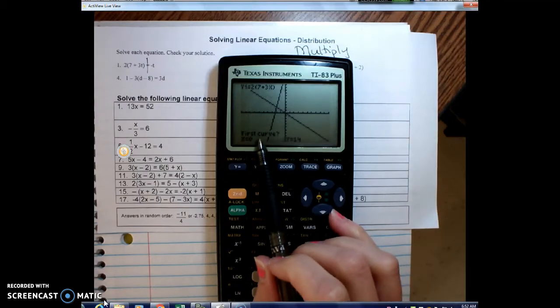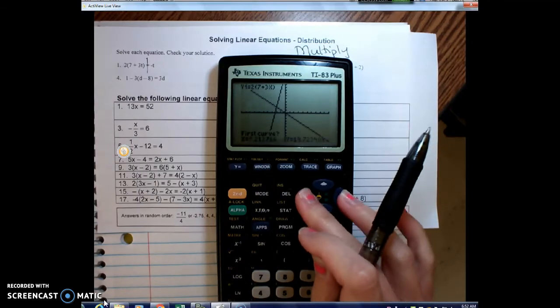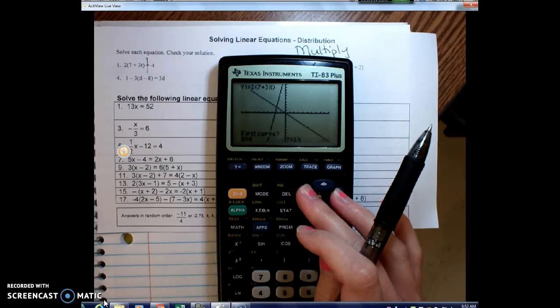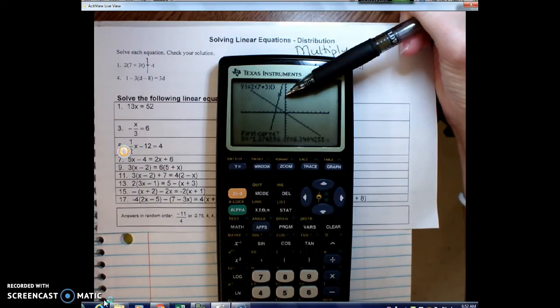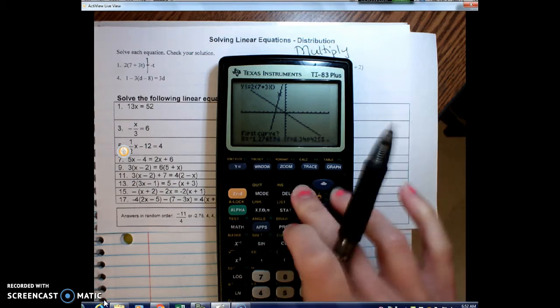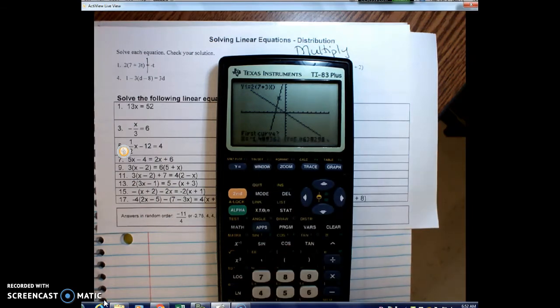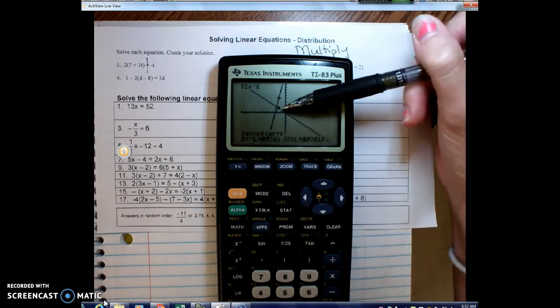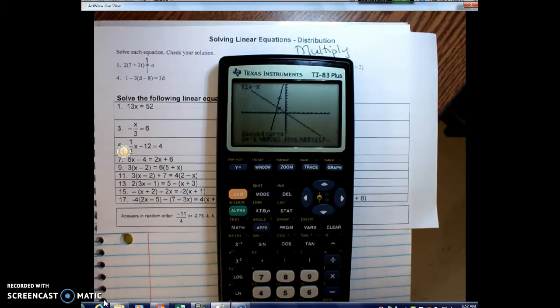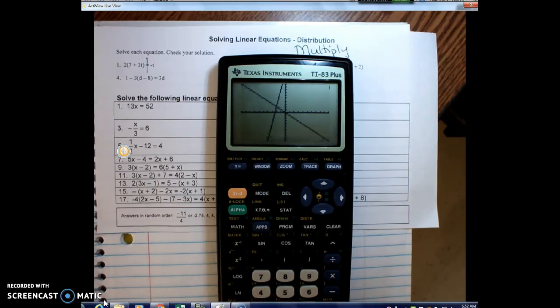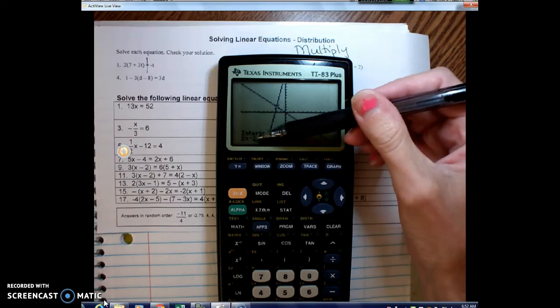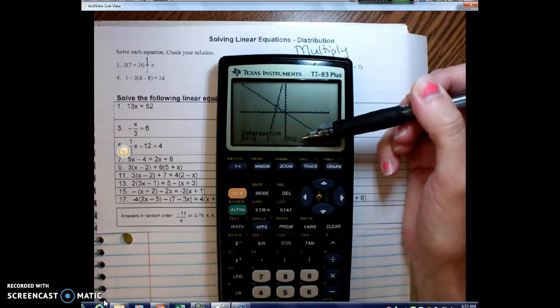Then it's going to ask you for the first curve. Sometimes your little flashing cursor will show up, but you can move that. You're going to hit enter. It's asking for the first curve, hit enter. Second curve, it should jump to the second line, hit enter, and then it wants to know if you want it to guess where they meet, hit enter again, and then it gives you the intersection point of -2, 2.